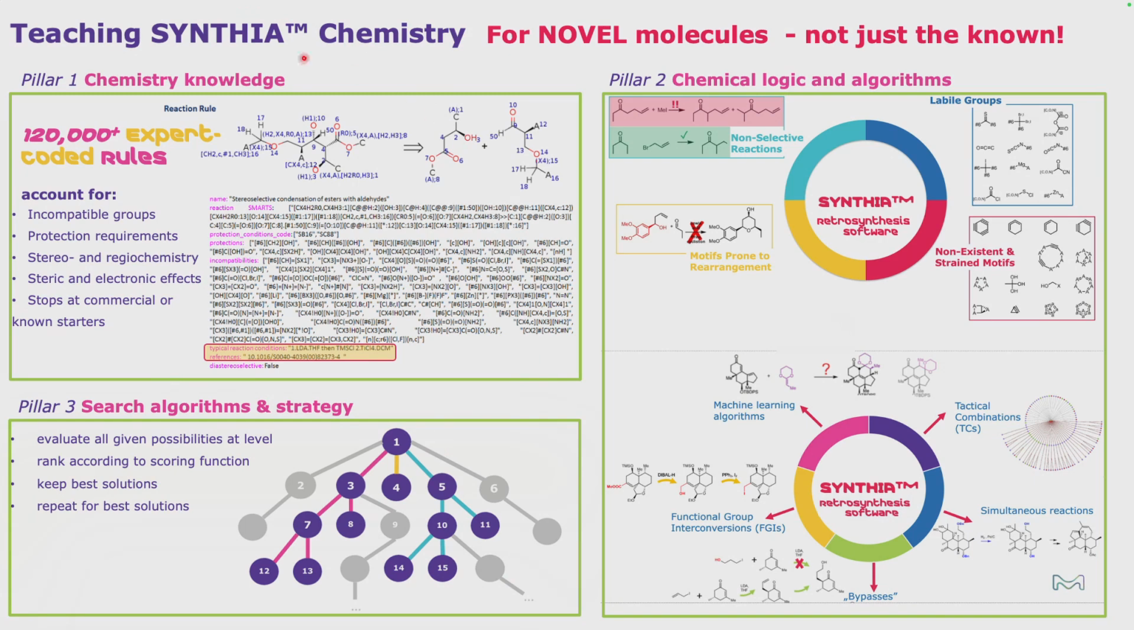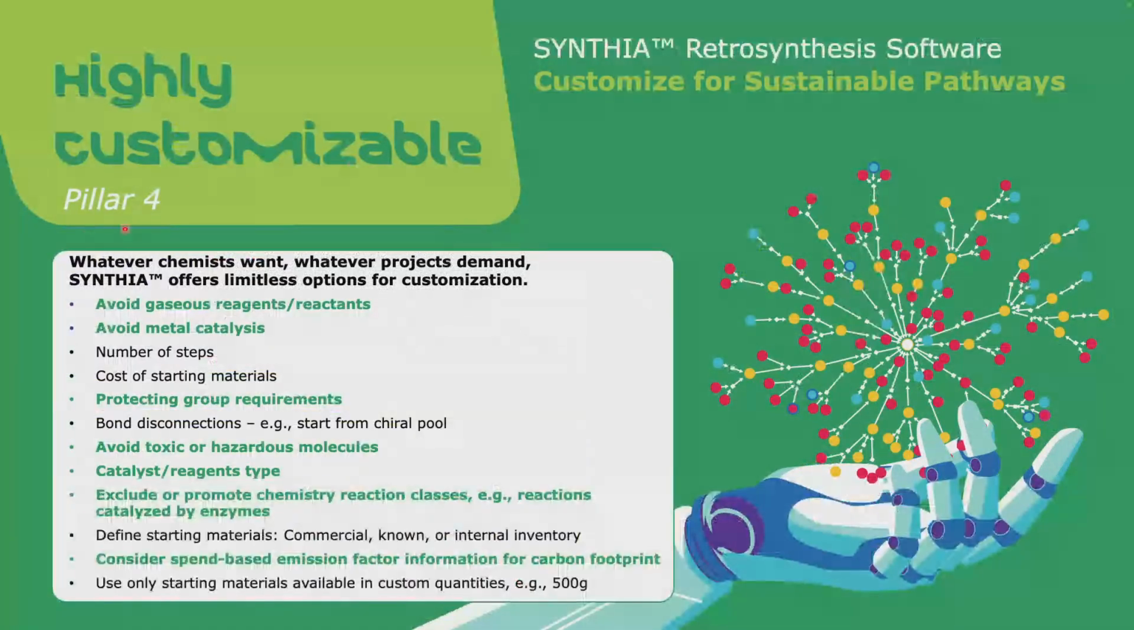So we discussed chemical knowledge, so these expert-coded rules that are super important for the prediction quality and also diversity of the results. We talked about chemical logic that is responsible for creating chemically correct molecules and chemically correct pathways. We talked about the search algorithm that is combining all this together, but the last very, very important thing, which is pillar 4, is the customizability of SYNTHIA, because every synthetic chemist and every synthesis can really present different demands, right? So, for example, some customers can use metal catalysis while others cannot, right?